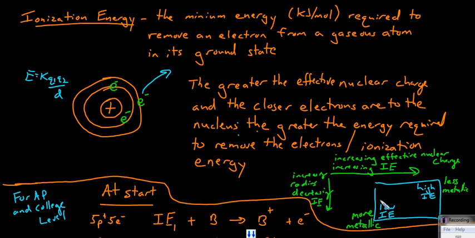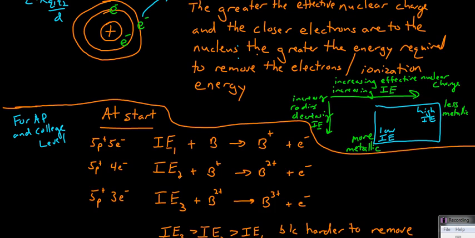Now, by the way, we can define how metallic an element is by its ionization energy. The most metallic elements, like francium and cesium, have the lowest ionization energies. And as ionization energy increases, as we go up and to the right, we become less and less metallic and more like a non-metal. So these high ionization energy elements like helium are not metallic at all. All right, so the next part is just for college and AP level students.